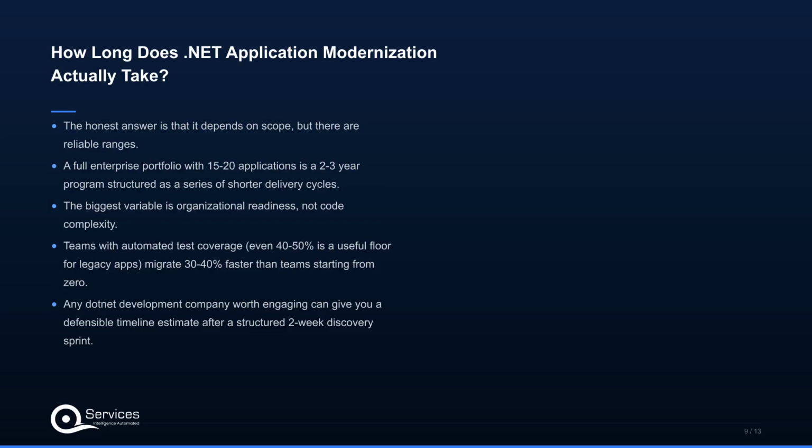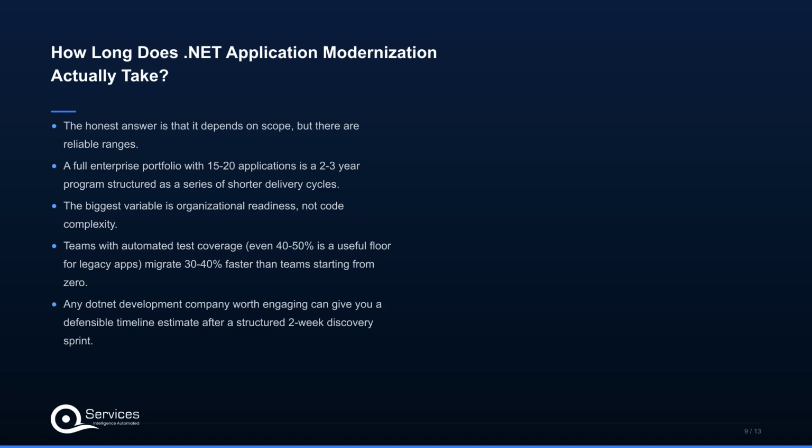Next up, how long does .NET application modernization actually take? The honest answer is that it depends on scope, but there are reliable ranges. A single line of business application with 50,000 to 100,000 lines of code and 3 to 5 natural service boundaries typically completes all 5 phases in 4 to 6 months when resourced correctly. A full enterprise portfolio with 15 to 20 applications is a 2 to 3 year program structured as a series of shorter delivery cycles. The biggest variable is organizational readiness, not code complexity.